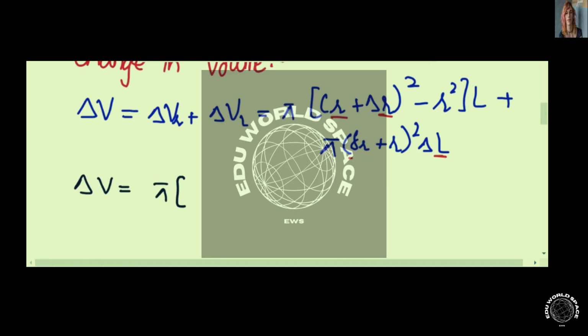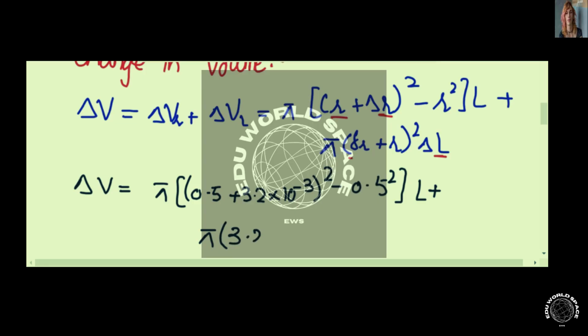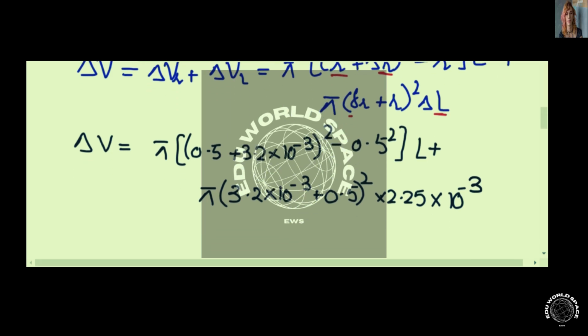So we have pi [(0.5 plus 3.2 into 10 raised to power negative 3) square negative 0.5 square] plus, since I'm running out of space over here, I'll write in the next line, plus pi into (3.2 into 10 raised to power negative 3 plus 0.5) whole square into 2.25 into 10 raised to power negative 3, and when you calculate it, that would be equal to 0.0168 meter cube, right? So this is the complete change in the volume.